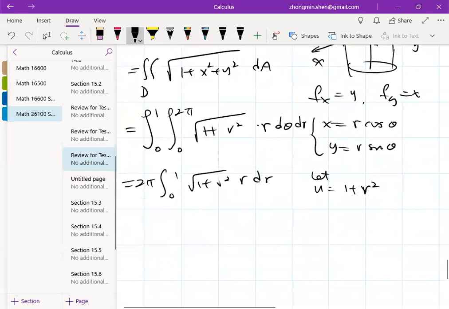Yes. Does it matter if you integrate with respect to r? That's okay because the function is independent of theta. You can switch the order.